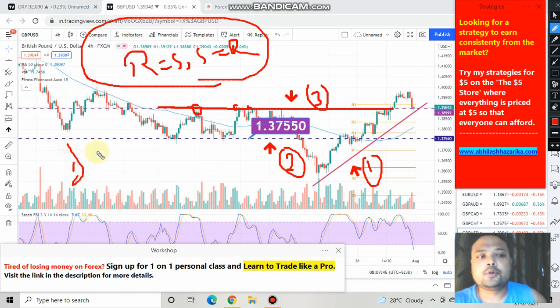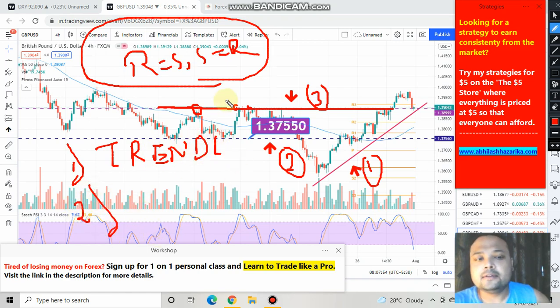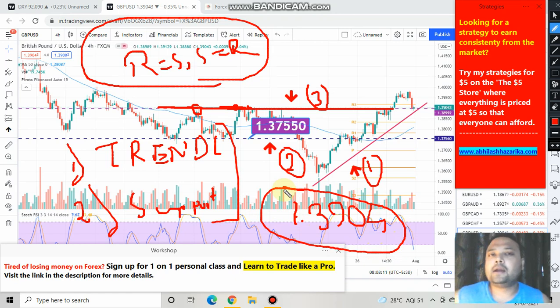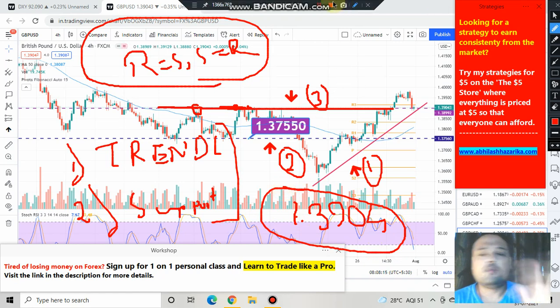The first support is the trend line, and the second is this level. So right now the market is standing at a very good position, or I will say a very lucrative position. 1.3904 is the last traded price of the market, and right now the market is standing at a very good position. So you have understood the overall analysis.